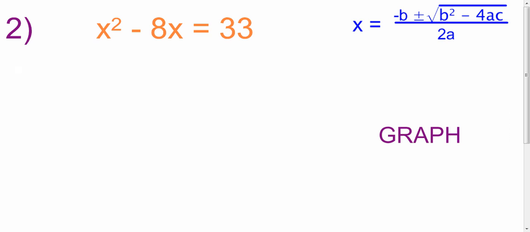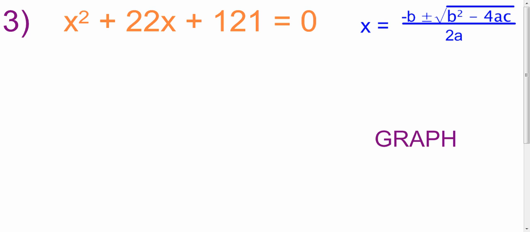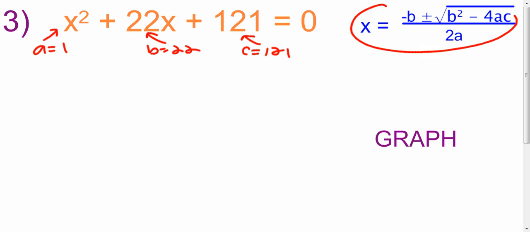We're going to skip number 2 because it's pretty redundant, and go right on to number 3. This happens to be already in standard form. It's got everything in descending order, so I don't need to move anything. What I can see here is that my A is 1, my B is 22, and my C is 121. So I will again use this formula up here, and I will set that up.